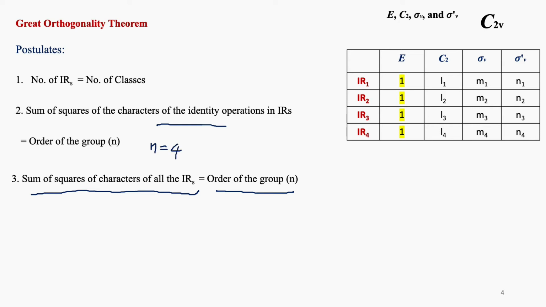So here, let's say we are considering IR1, it will be like 1 square plus L1 square plus M1 square plus N1 square, which will be equal to the order of the group, that is 4.